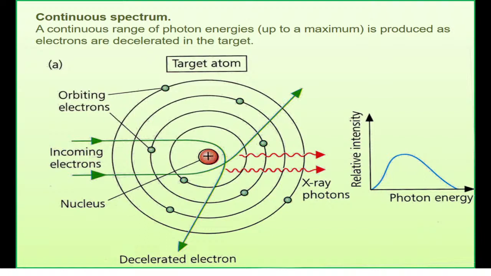Continuous spectrum. A continuous range of the photon energies up to a maximum is produced as electrons are decelerated in the target. What is actually the energy that is emitted when an electron strikes the target? As it was said already, it is the transformation of the kinetic energy of the electron into electromagnetic energy of X radiation.